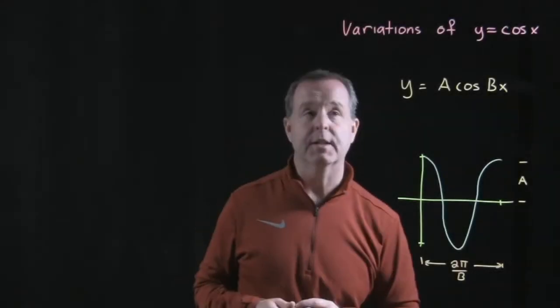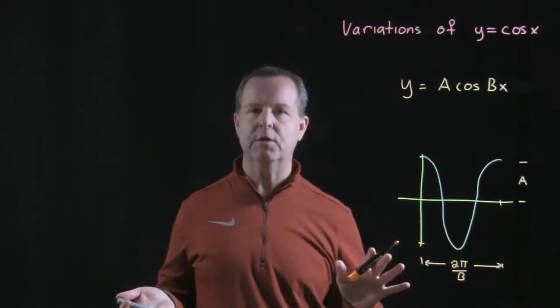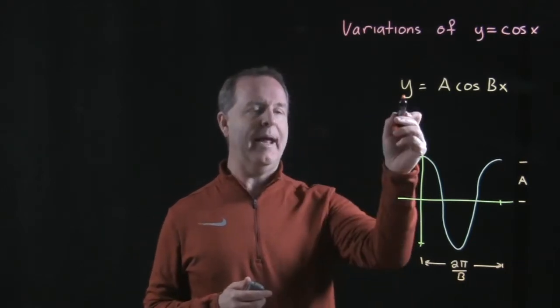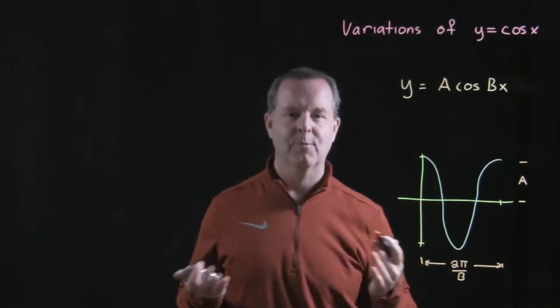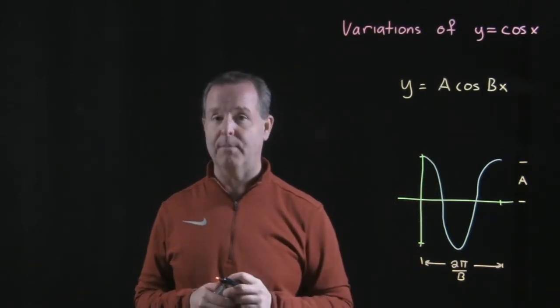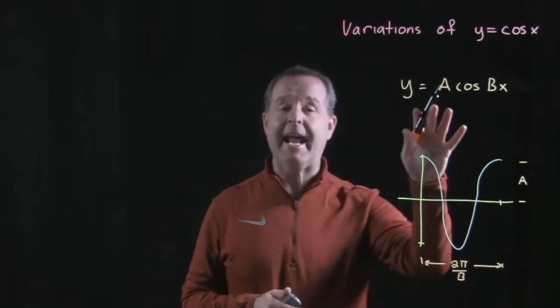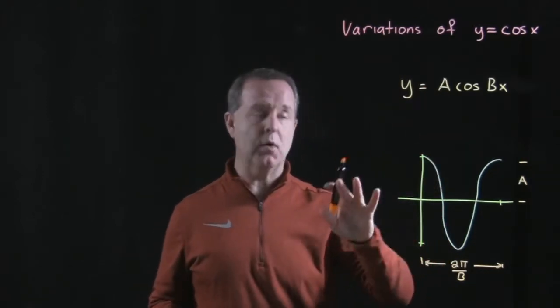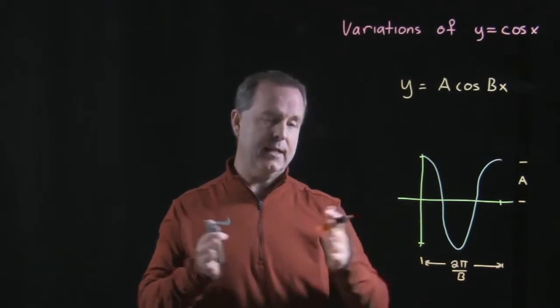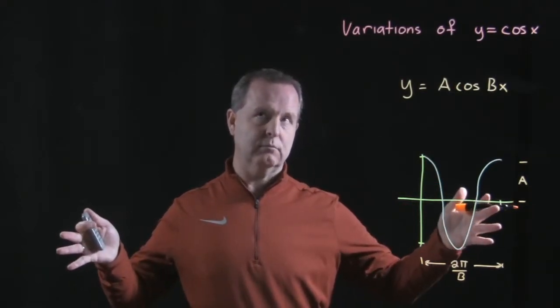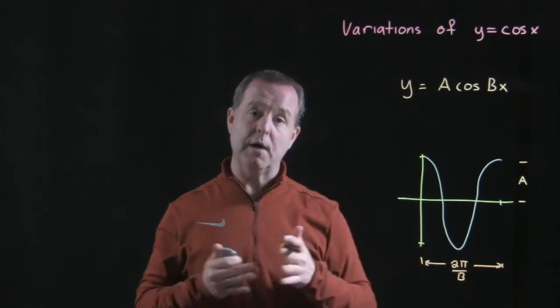So one variation of a cosine graph shouldn't come as too much of a surprise to you. Imagine we have some y equals a times cosine bx. What do you think the a and the b might represent? You're right, the a is the amplitude of a cosine graph as well, and the b helps us understand the period stretch, horizontal stretch, or horizontal shrink.